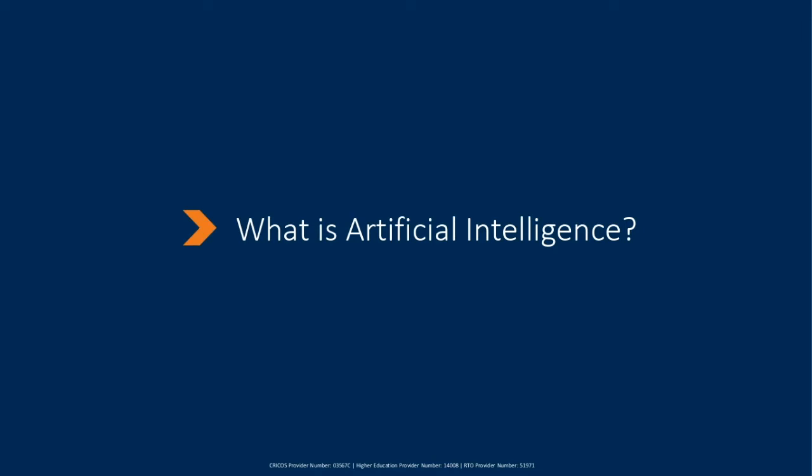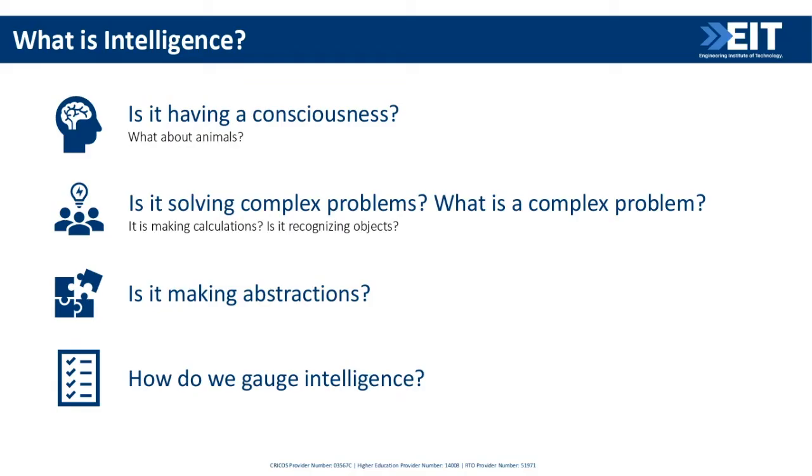Now, let's start first with artificial intelligence. So what is artificial intelligence? First of all, what is intelligence? Because we want to build machines that are intelligent, but what is intelligence? Is it having a consciousness? And then what is consciousness? Is it something binary, so that we humans have consciousness and other entities don't? Or is it something from a minimum to a maximum, so that you have different levels of consciousness?